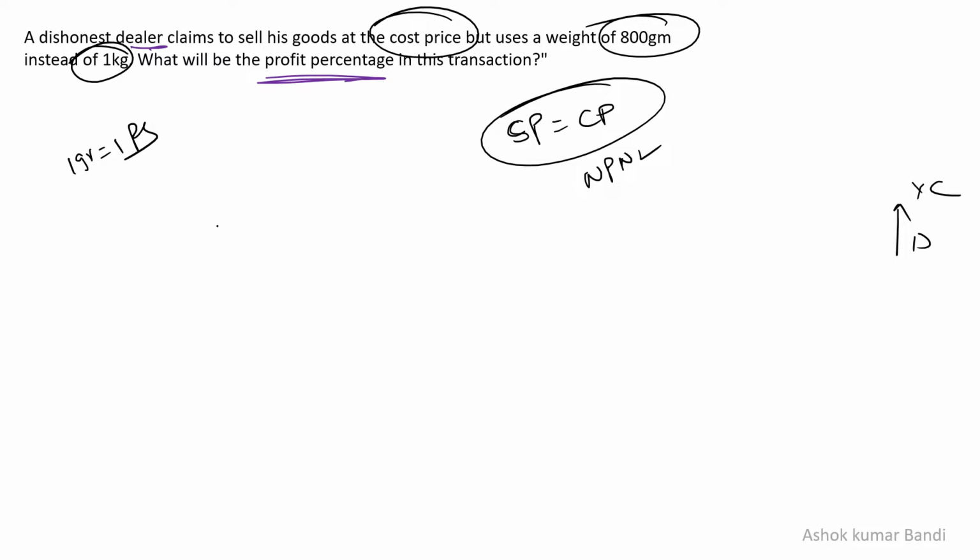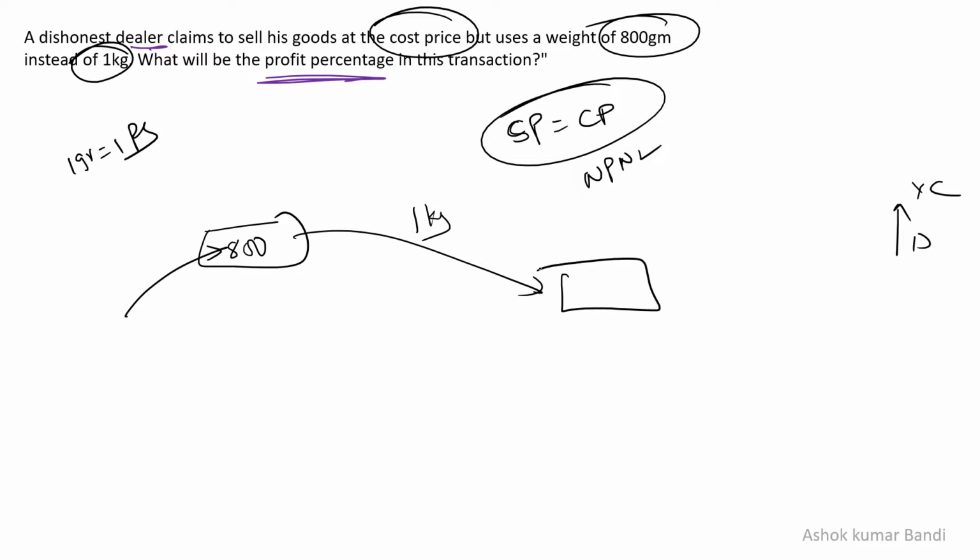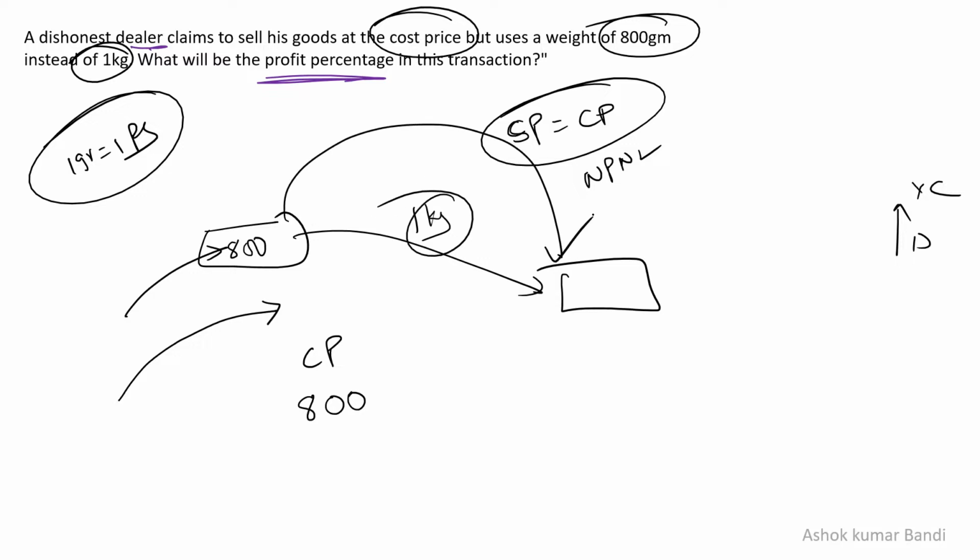Now let us take, I am taking 800 grams from someone and I am saying this is 1 kg and giving it to another. That's what is actually happening there. Now let us take 1 gram equal to 1 rupee. Now if I am getting 800 grams from another, how much do I have to spend? I have to spend only 800 rupees to buy 800 grams. Let us take, I am saying 1 kg and giving it to someone else. Then he is going to think that is 1000 grams and he is going to pay me 1000 rupees.